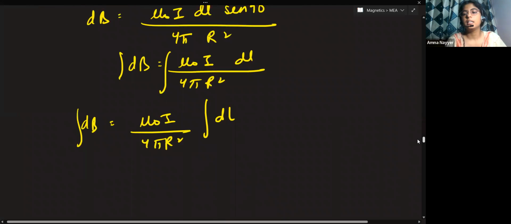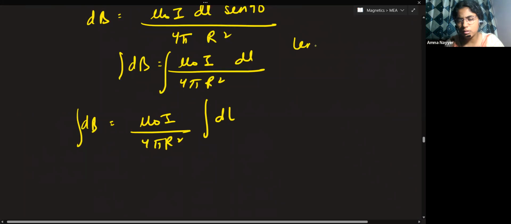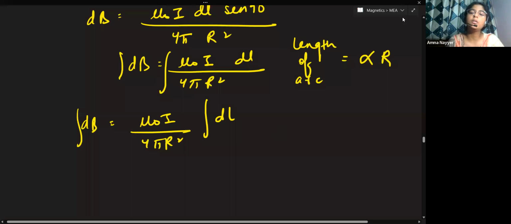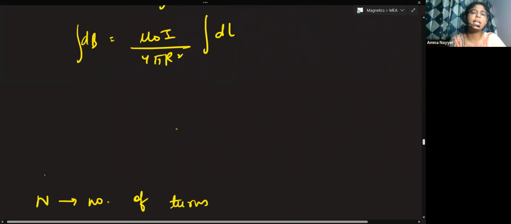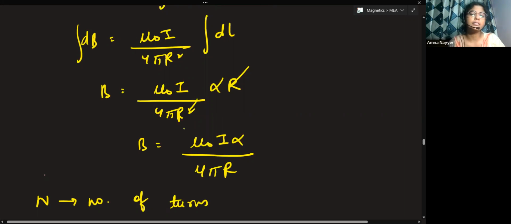So see, dl will be equal to what? Length of arc is equal to the angle that it subtends multiplied by the radius. So our dl will be equal to alpha r. That's the difference that comes. So just put it as alpha. B will be equal to what? Mu naught I by 4 pi r square into alpha r. r gets cancelled. B becomes mu naught I alpha divided by 4 pi r.